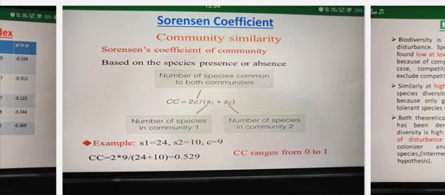Sorensen's coefficient, community similarity. Sorensen's coefficient of community is based on the species present or absent. C is the number of species common to both communities, S1 is the number of species of community 1, and S2 is the number of species of community 2. CC is equal to Sorensen's coefficient, which is community similarity, equal to 2C by S1 plus S2.